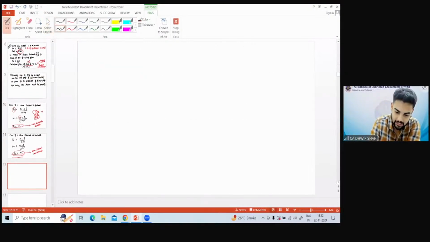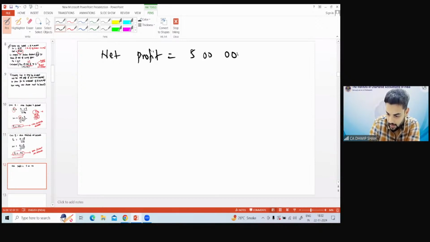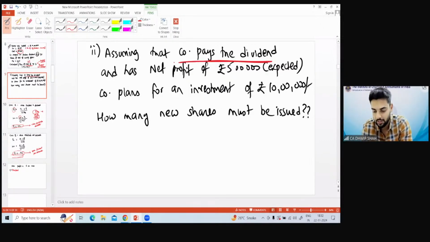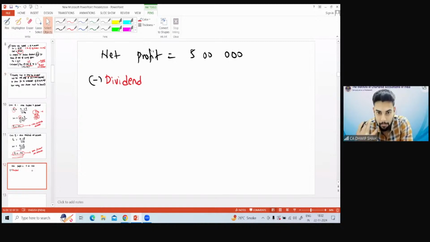See, net profit is of 5 lakh, correct? The expected net profit after year 1 is 5 lakh. But from this, can I say the company will first pay the dividend? Because we have to assume dividend is paid. The company pays the dividend. This is what is mentioned in the second question. So first, the company will pay off the dividend from this net profit. Yes or no? And how much would be the dividend amount?